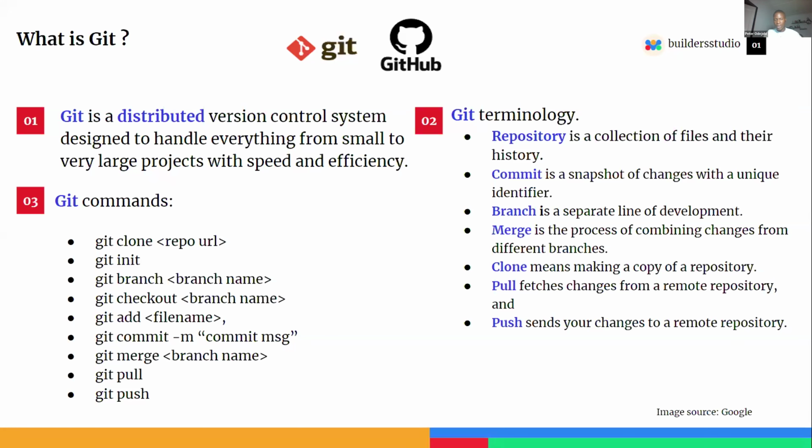Now, while we work with Git and while you product managers work with software developers, there will be varieties of terms that they mention. An example is repository. A repository is just a collection of files and their history.